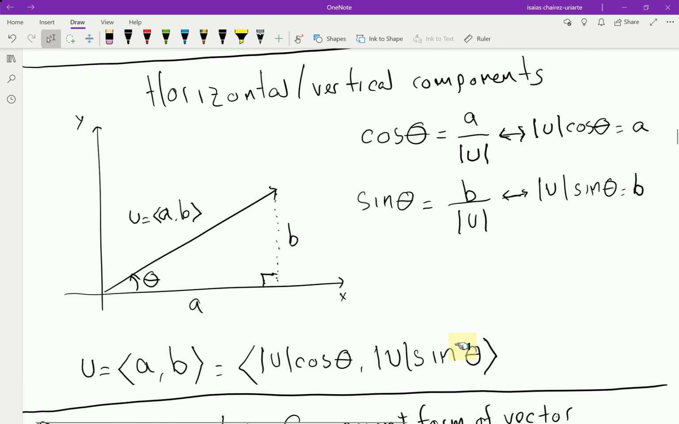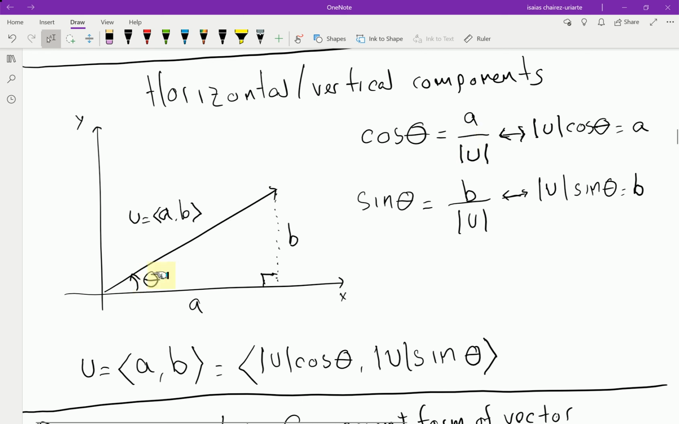Alright, horizontal and vertical components of a vector. We said that a was its horizontal component, b is the vertical component. Right now I have some vector u right here. Notice that cosine of theta is adjacent over hypotenuse. The hypotenuse in our case would be the magnitude of u. So a over the magnitude of u, the length of this diagonal. The length of that diagonal is the length of my vector. That's called the magnitude.